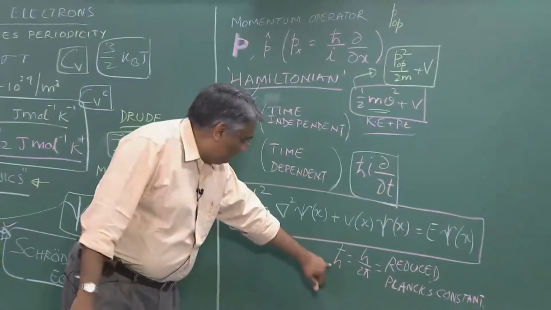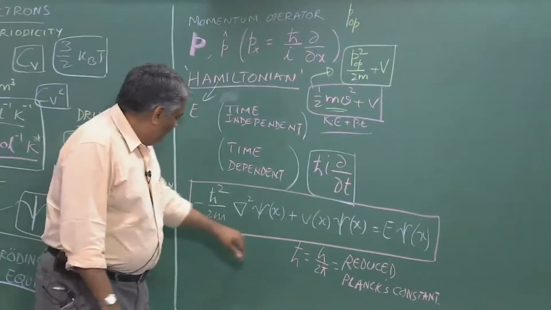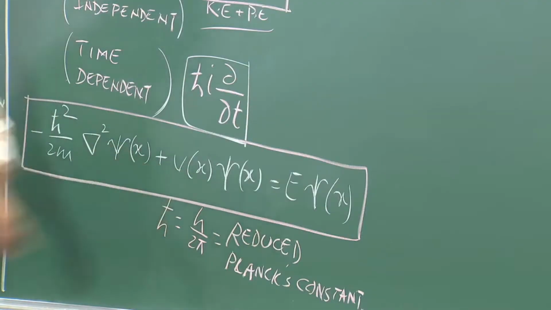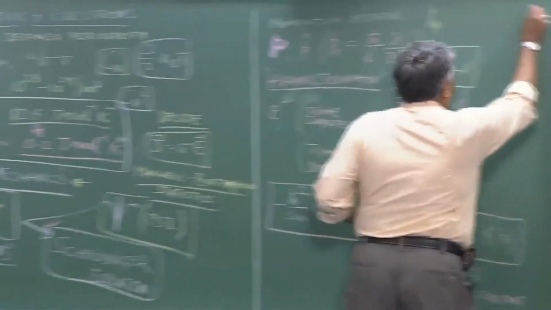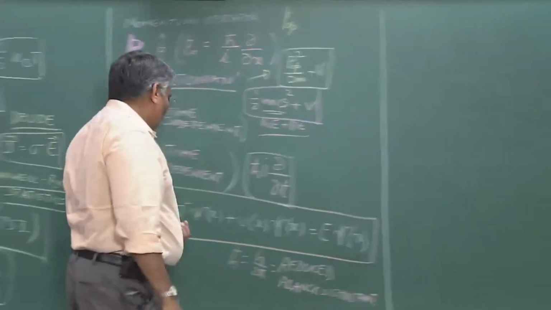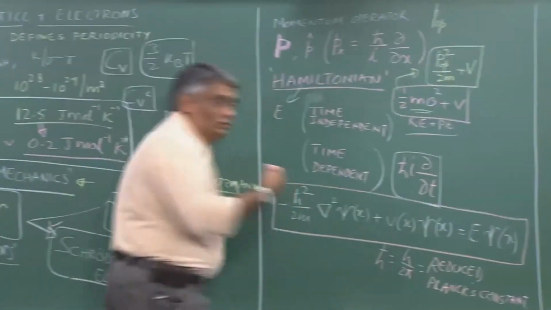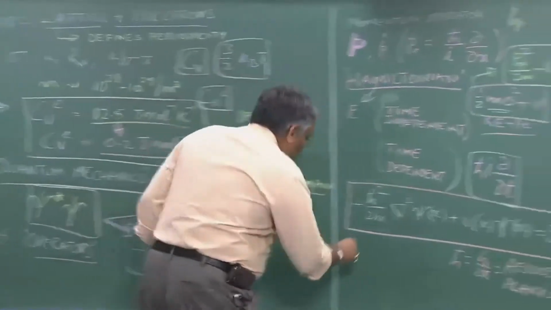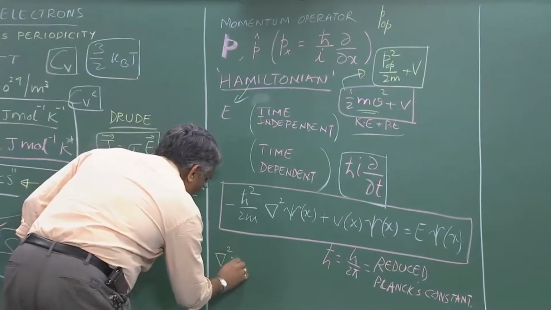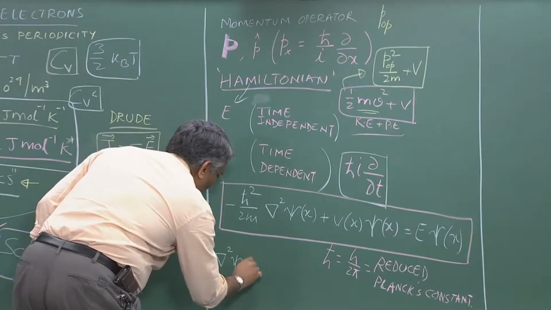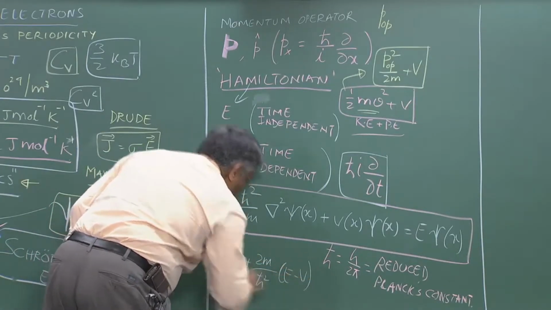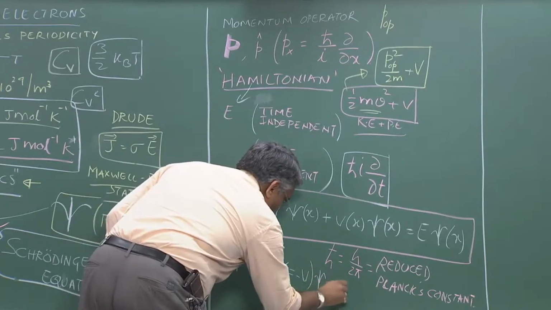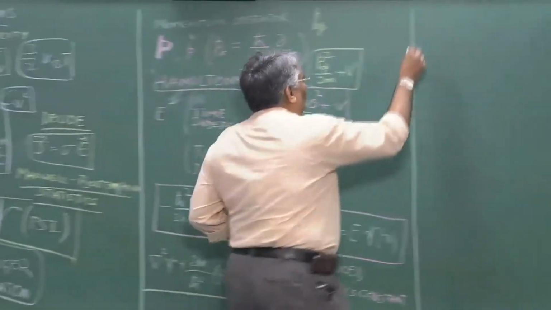So, H cross is the reduced Planck's constant, m is the mass, V is the potential energy of the particle at a given position defined by x. Now, I can also write a generic equation. Let me write it here again.